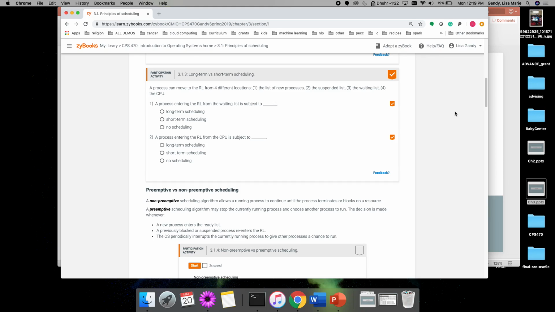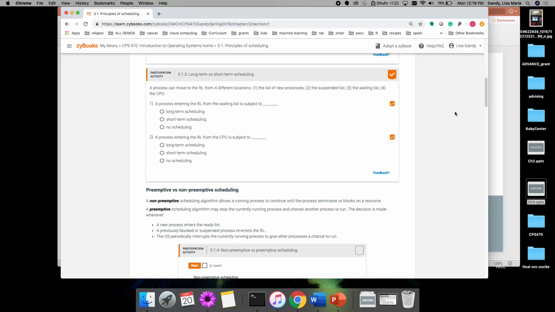Let's review what these are. There are more and more lists we're going to be talking about as we go through. The list of new processes is just when a process is created. We talked about suspended. Waiting list, remember what that is? Anybody remember? It's been a while. The waiting list is when you're waiting for a resource. So you don't have access to it yet, but you're waiting for it.